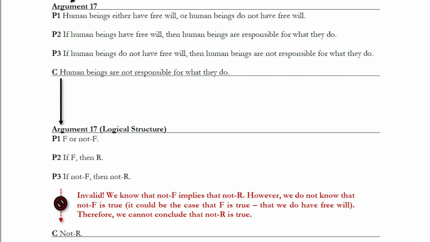Now, because the two options presented in P1 do not both lead to the same consequence, we do not yet have sufficient information to conclude that one of these consequences in particular is true. We do know that one of them must be true, but we cannot yet establish which one that is. Therefore, this is an invalid argument.